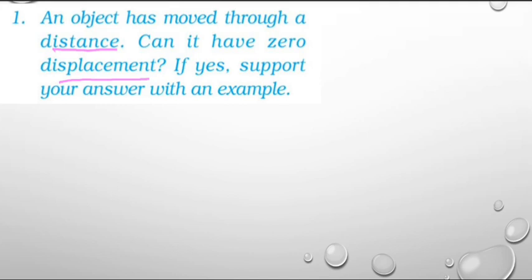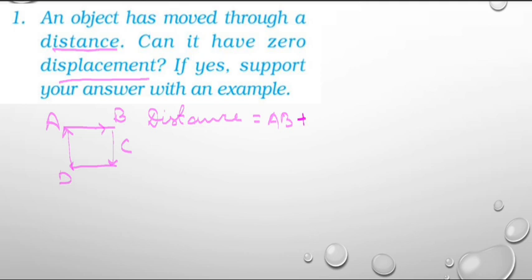Students, here we have been asked if an object travels a certain distance. Let us consider that from A, it moved to B, and then to C, then to D, and then again to point A. Here, the distance traveled will be equal to AB plus BC plus CD plus DA.